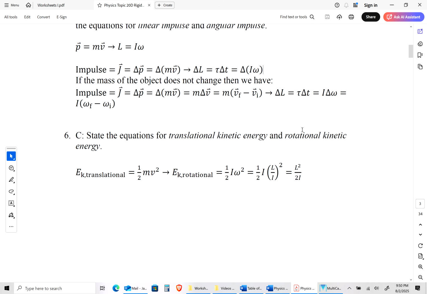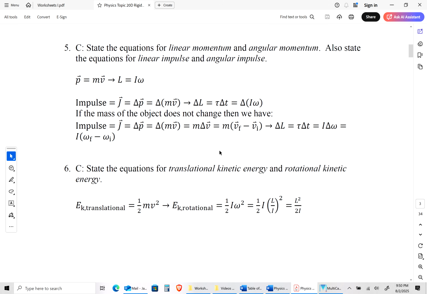Question 6, state the equations for translational kinetic energy and rotational kinetic energy. We're going to go from 1/2 mv squared to 1/2 I omega squared. So m becomes I, v becomes omega. And remember, L equals I omega. So if you want to rewrite this, you could rewrite it as L squared over 2I.